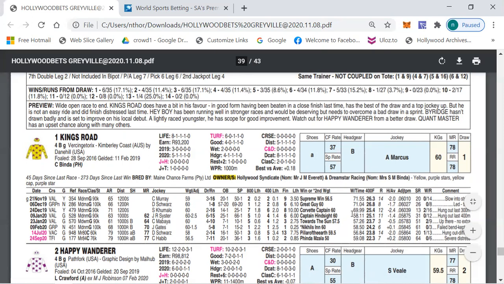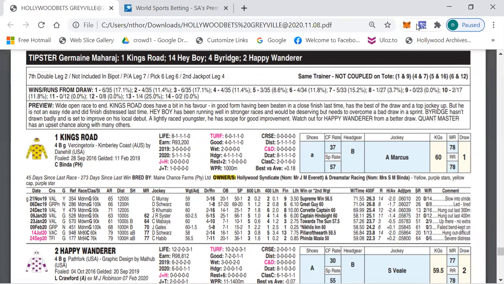So all in all, a difficult card today. I hope I could point in the right direction for a few winners. And as I always say, break a leg.